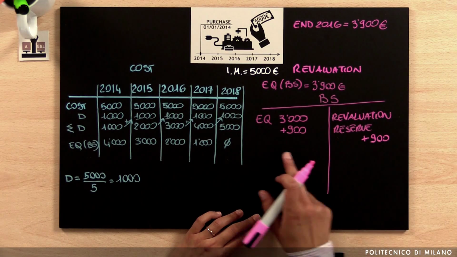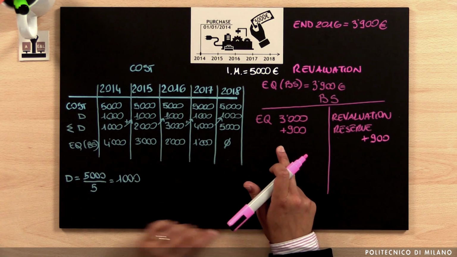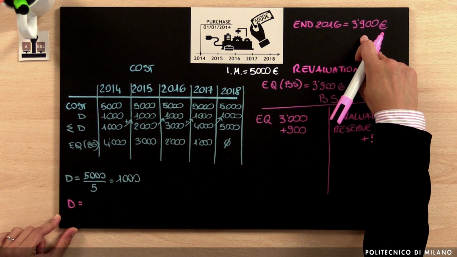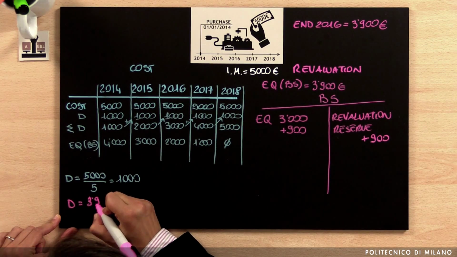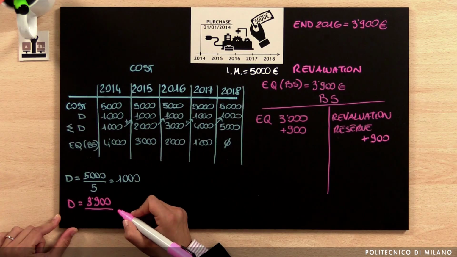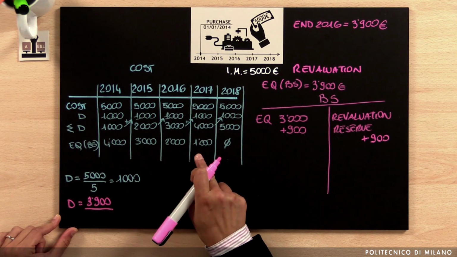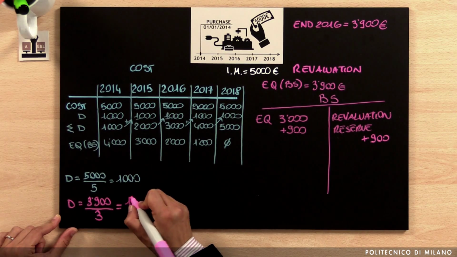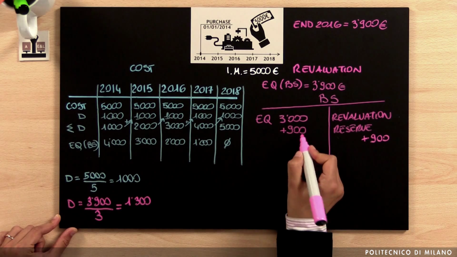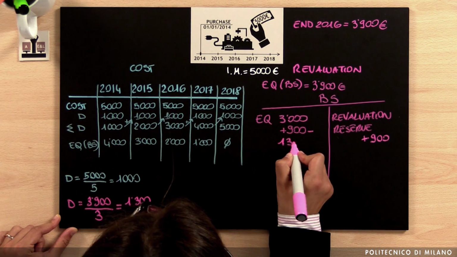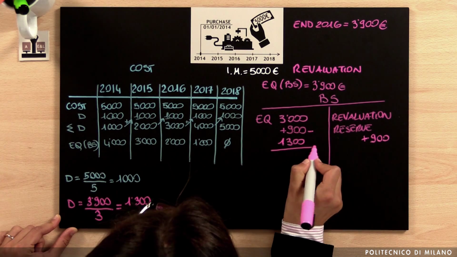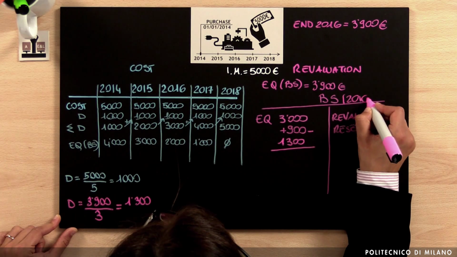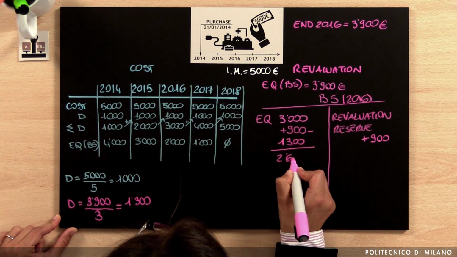Now remember that still we need to calculate the depreciation. The depreciation in this case is calculated as the ratio between the fair value, which is 3,900, and the remaining years of the useful life. We will have 2016, 2017 and 2018. So the remaining years is equal to 3. So this value will be 1,300, which means that we need to deduct 1,300 from the value of the equipment. So we will have the value of the equipment at the end of 2016, so this is the balance sheet at the end of 2016, of 2,600.